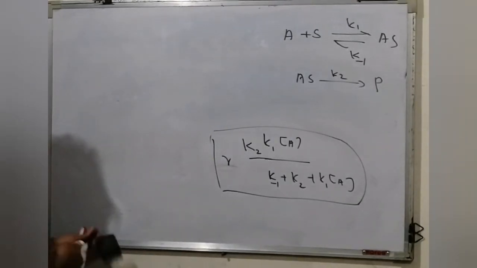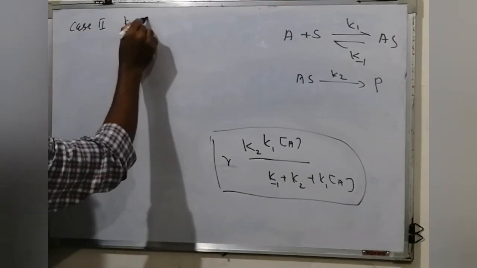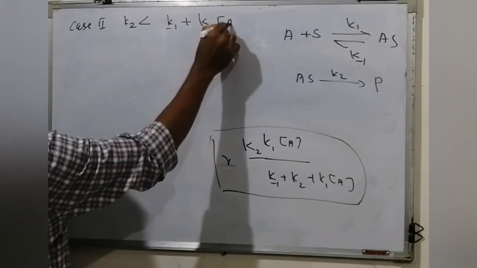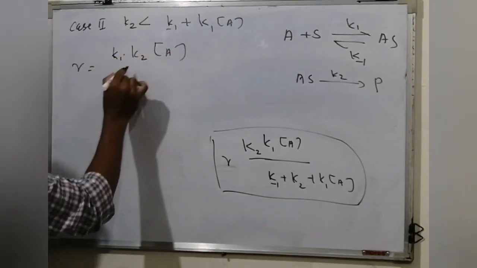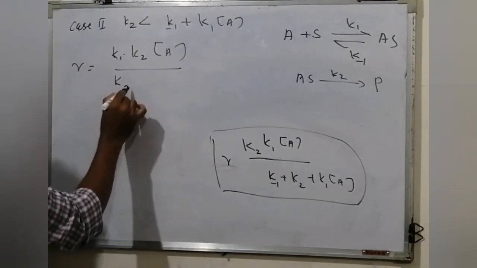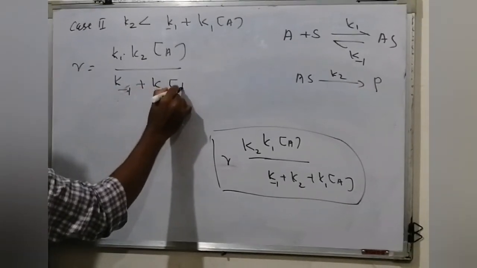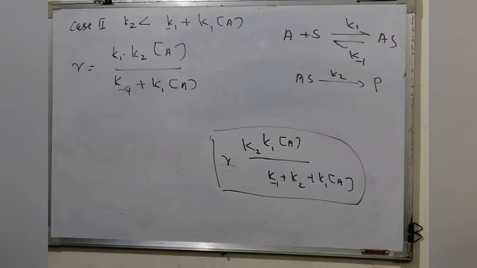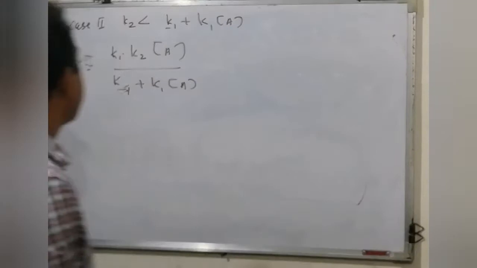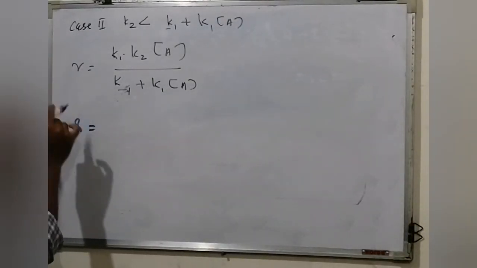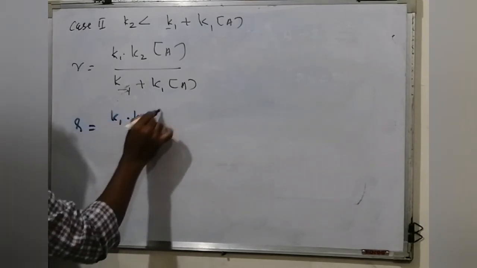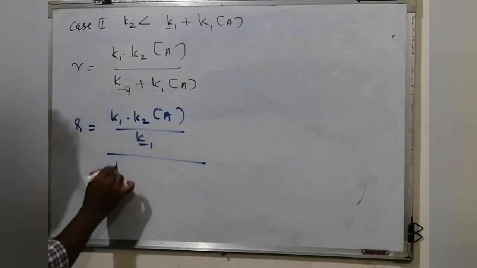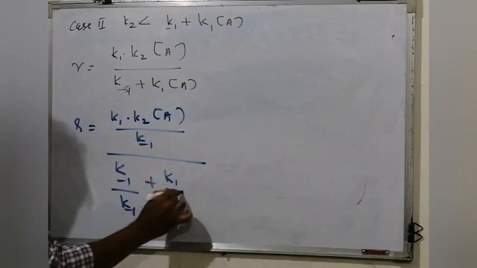Now case 2: K2 less than K minus 1 plus K1 into A. In that case, R is equal to K1 K2 A divided by K minus 1 plus K1 A. Now, in this case, very, very important application. In this equation, I just modify. I divide all this by K minus 1. Therefore, K1 K2 A divided by K minus 1, all divided by K minus 1 divided by K minus 1 plus K1 A divided by K minus 1.